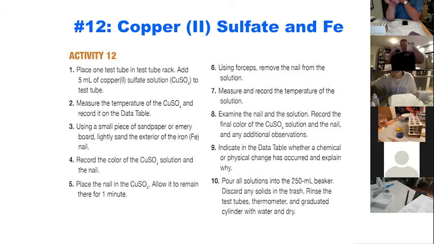Iron is only charged when it's an ion. This is made of iron atoms, so they're not charged. It's a neutral atom. Because if it was made of ions, it would just fall apart, right? Because the ions would all repel each other and it would just fall to pieces. So there's no charge in this.